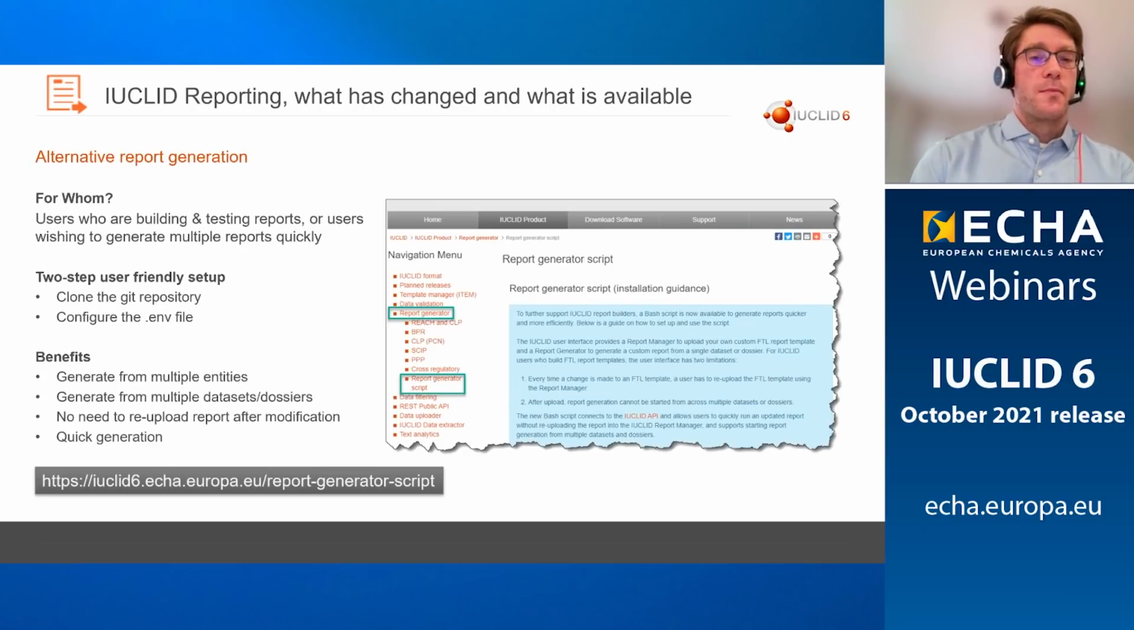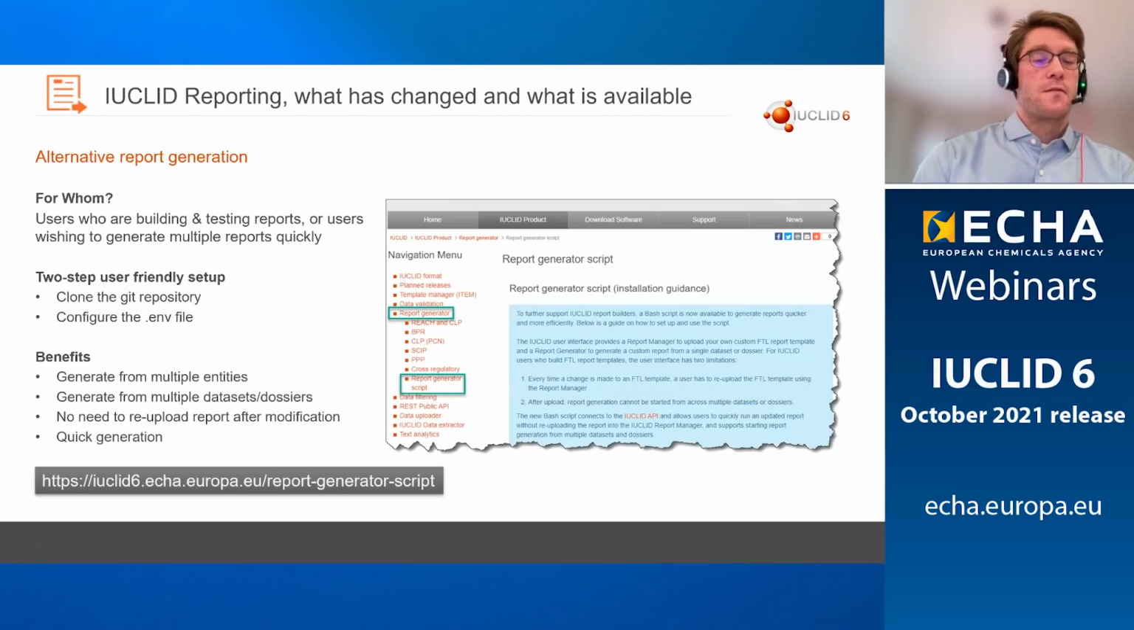Moving on to the next topic of alternative report generation. In Euclid, the standard way to generate a report is either by clicking on one of the default reports or uploading your own report and generating this from a dataset or dossier. But there is an alternative way to generate reports, and this is typically reserved for users who are building or testing reports or users who are wishing to generate multiple reports quickly.